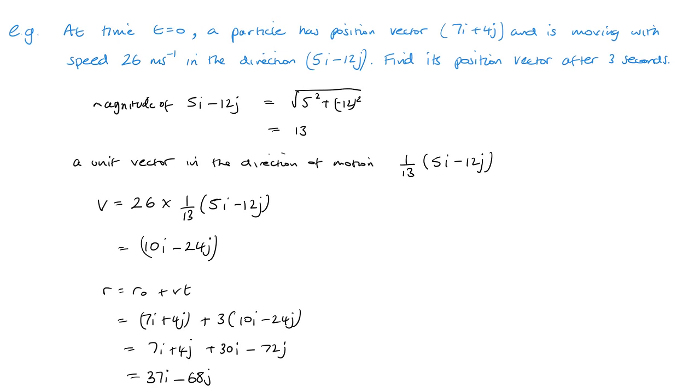Hopefully that makes sense, because we had the speed and we had the direction, but for the direction you need to find 1 unit in that direction. That will always be the direction divided by the magnitude of that direction to find 1 unit in that direction. Hopefully that makes sense. Now we can have a look at the next example.